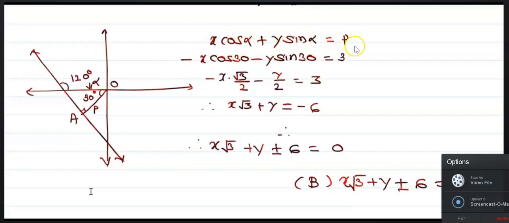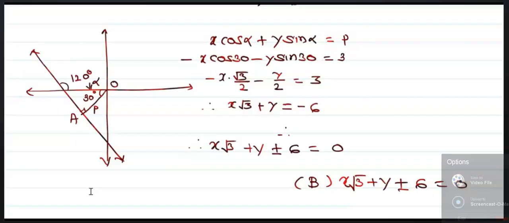x cos alpha plus y sin alpha is equal to p. Just substitute the values, that is, minus x cos 30 minus y sin 30 is equal to 3. And simplify this, that is, x root 3 plus y is equal to minus 6. आणि मग आपल्याला दोन ऑप्शन्स मिळतील, एक प्लस 6 आणि एक मायनस 6. Therefore x root 3 plus y plus or minus 6 is equal to 0. B option is the correct one.